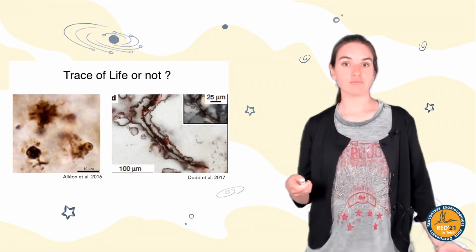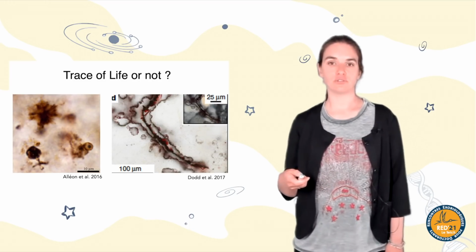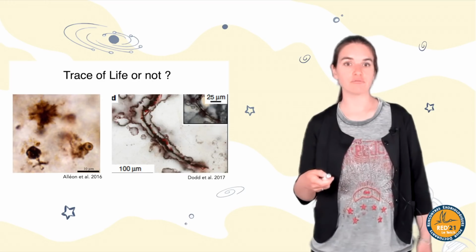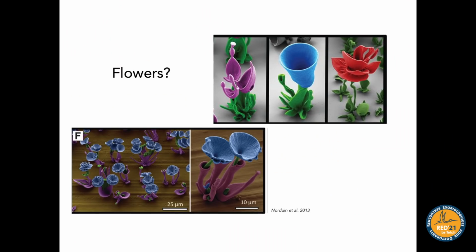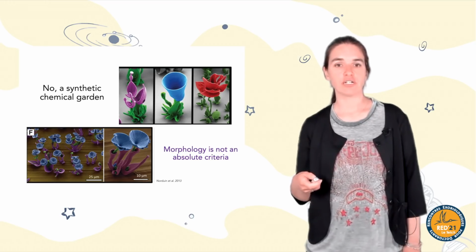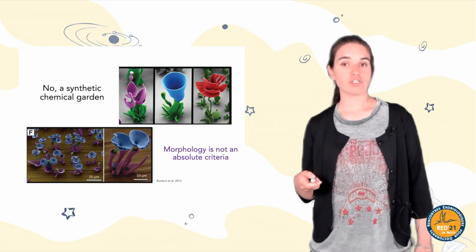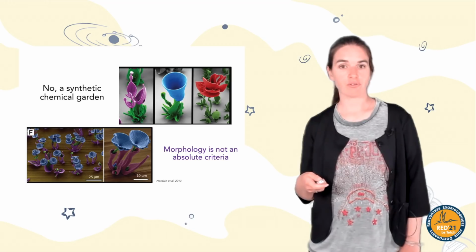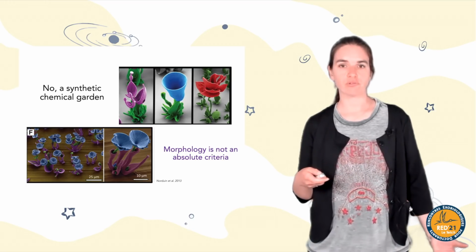And it's because we are using mostly morphology as a criterion, but here I show you some pictures that look like flowers in false color. They look like very beautiful flowers, but they are not at all flowers. This is a synthetic chemical garden produced in the laboratory by varying the concentration of different chemical species. And there is no biology at all involved in this experiment. So morphology is not at all an absolute criterion, because a lot of processes can also produce very biological forms.